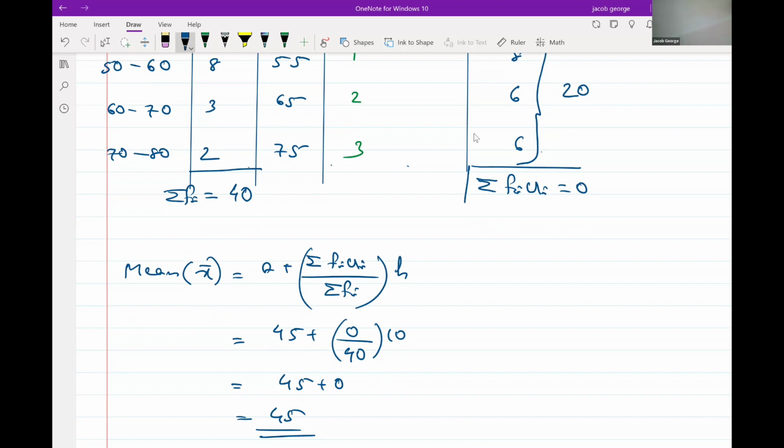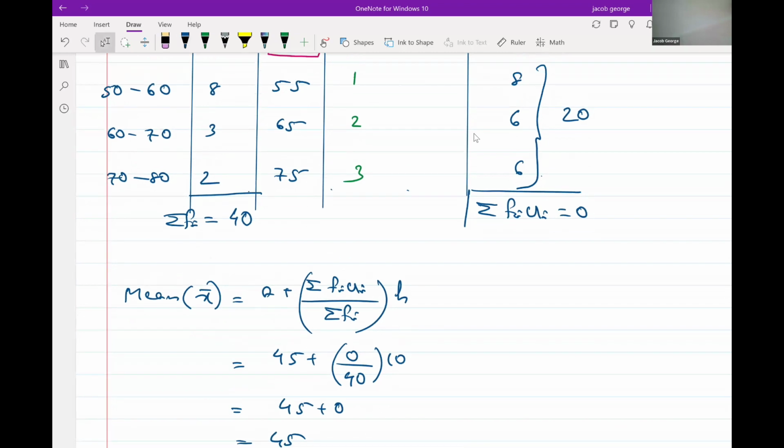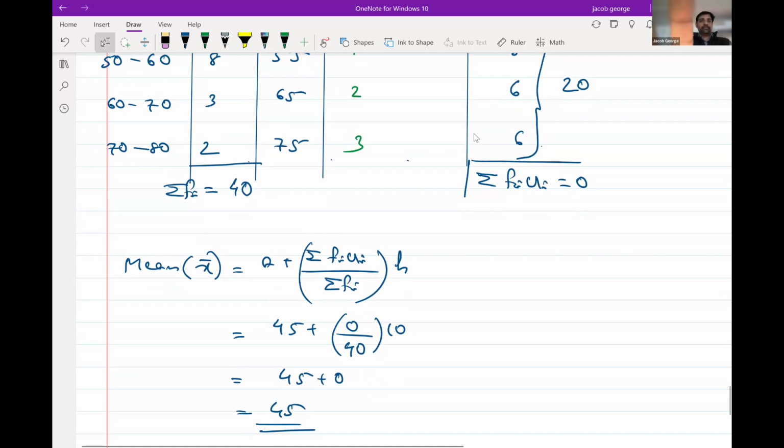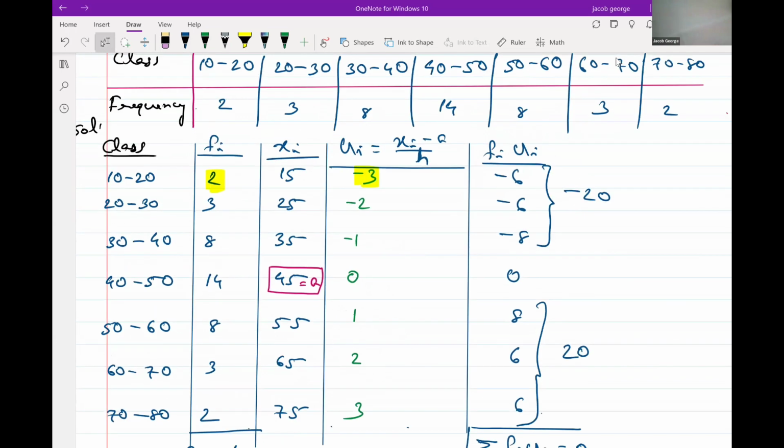Now, how many more columns to be constructed? 2 more columns. What are the 2 more columns you know? Modulus Xi minus x bar, then Fi into modulus Xi minus x bar. Okay. Yes, all of you completed till this step online. Everybody finished till here. Done till here. Yes. Okay, so now we write 2 more, we draw 2 more columns. These are the 2 more columns.